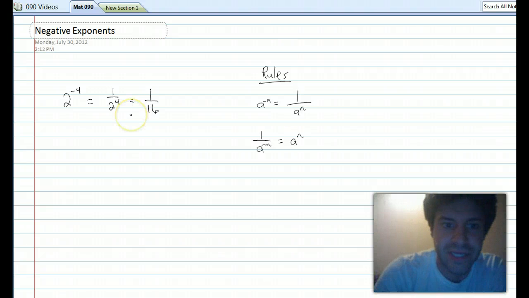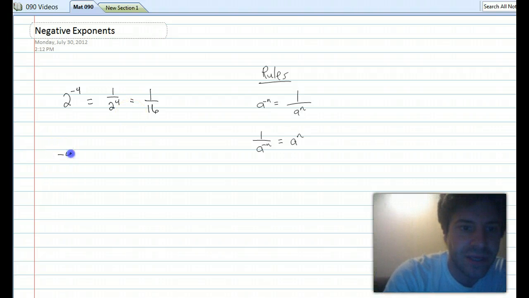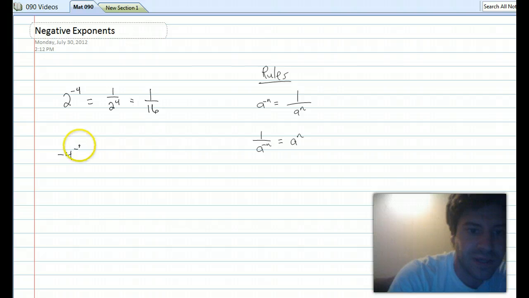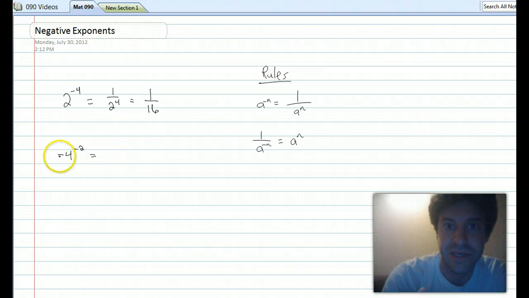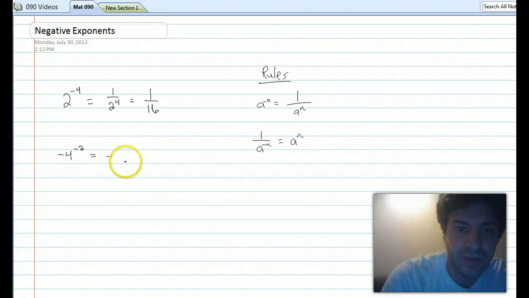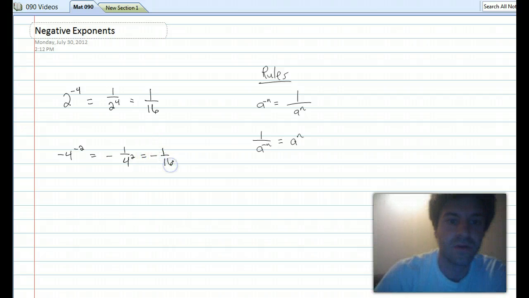We could throw in some negatives though. We could say something like negative 4 to the negative second power. Negative out in front is just going to stay out there. So you end up getting a negative 1 over 4 squared, or a negative 1 over 16.